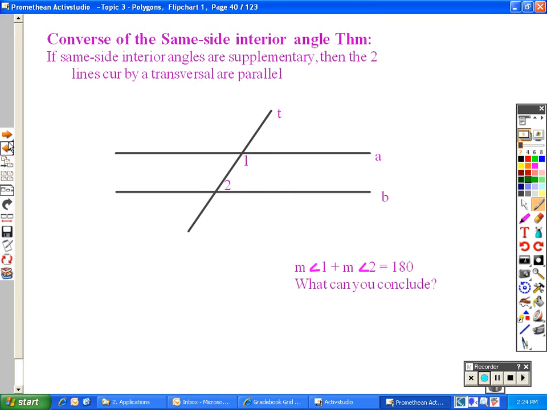All right, next one. Same side interior angle theorem. The same side interior angle theorem said if we have same side interior angles, then they would be supplementary. So the converse allows us to say if we have a pair of supplementary angles, like the measure of angle 1 plus the measure of angle 2, if it adds up to 180, if they are supplementary, then we can conclude that A is parallel to B.